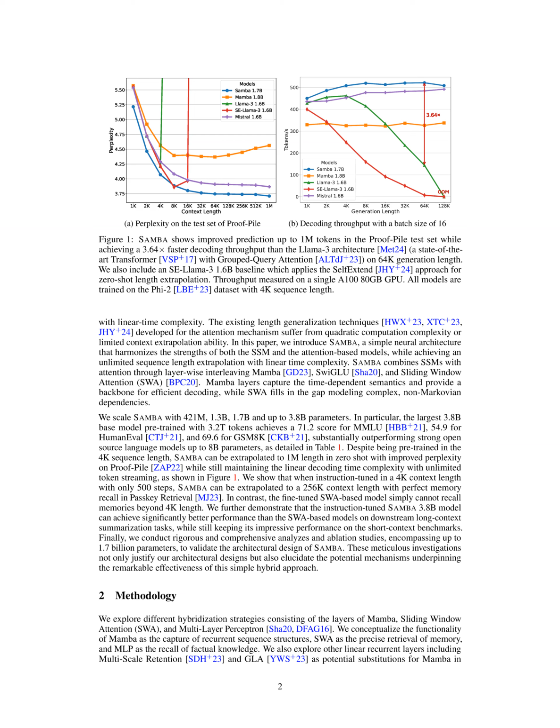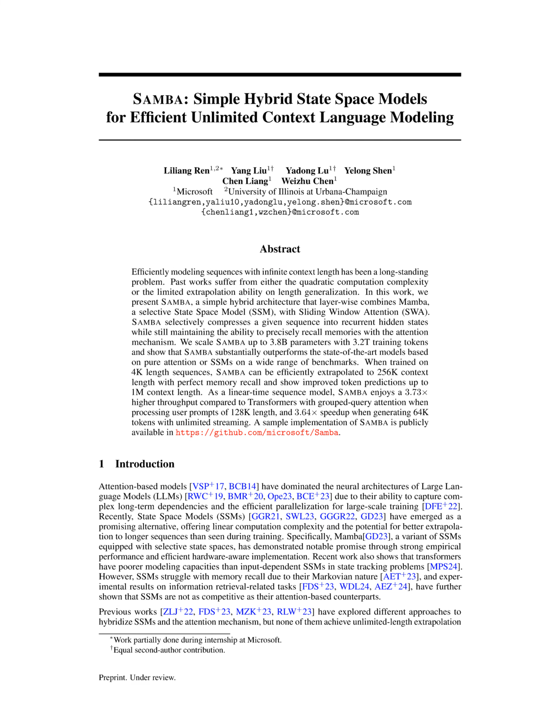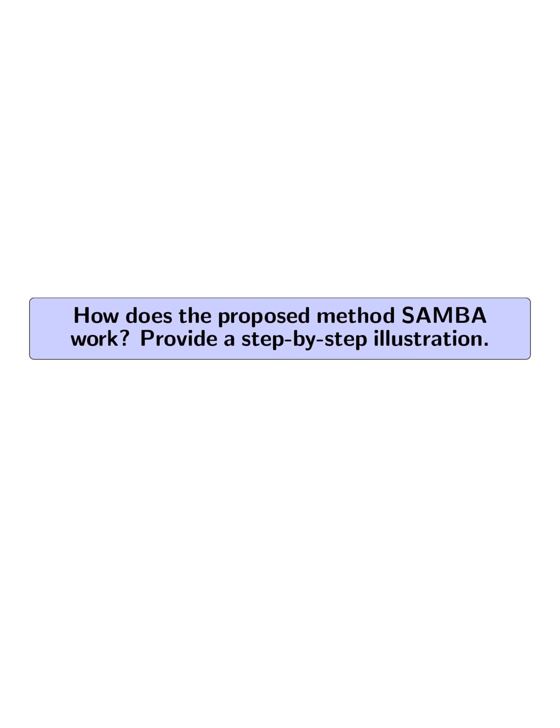SAMBA combines SSMs with attention through layer-wise interleaving of Mamba, sliding window attention, SWA, and SwiGLU to capture both time-dependent semantics and non-Markovian dependencies efficiently. By integrating the strengths of both SSMs and attention mechanisms, SAMBA offers a simple yet effective hybrid approach that outperforms strong open-source language models in various tasks. Previous works have explored hybridization strategies, but none have achieved unlimited length extrapolation with linear time complexity, which SAMBA successfully accomplishes.